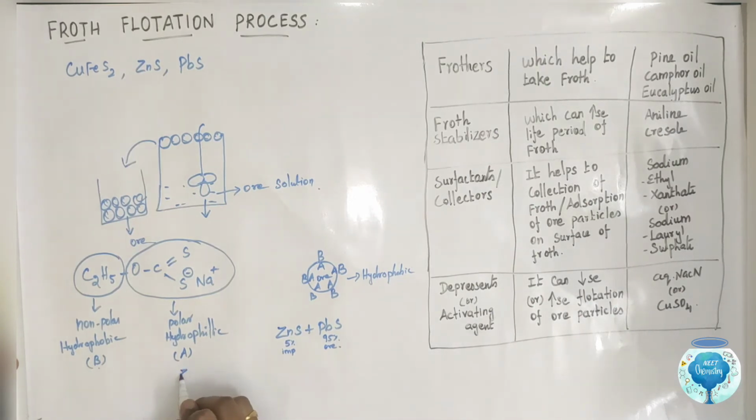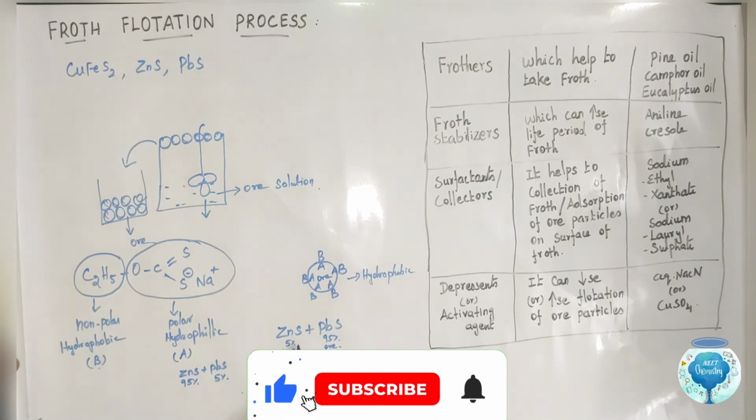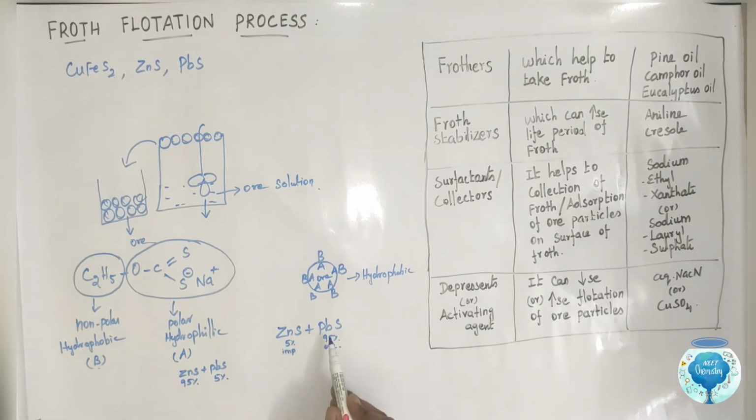Another example: suppose zinc sulfide is mixed with lead sulfide, the zinc sulfide is available at 95% and lead sulfide at 5%. Here lead sulfide is the impurity. Whichever has the lower percentage is the impurity. So of the two sulfide ores, one is the impurity and the other is the ore. At that time we need the depressants and activating agent.